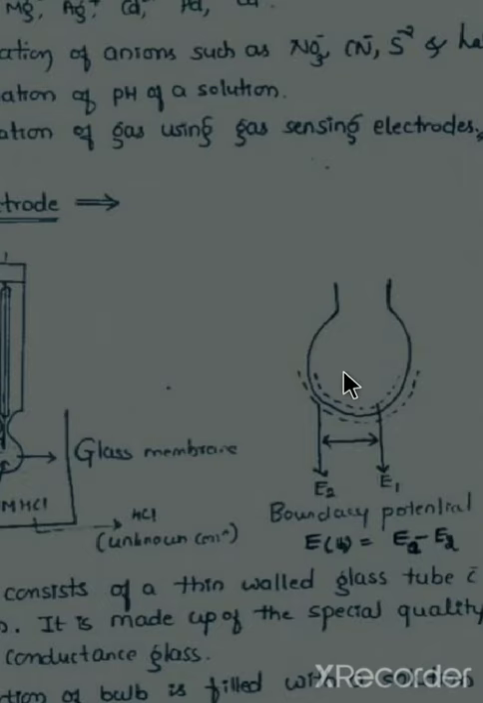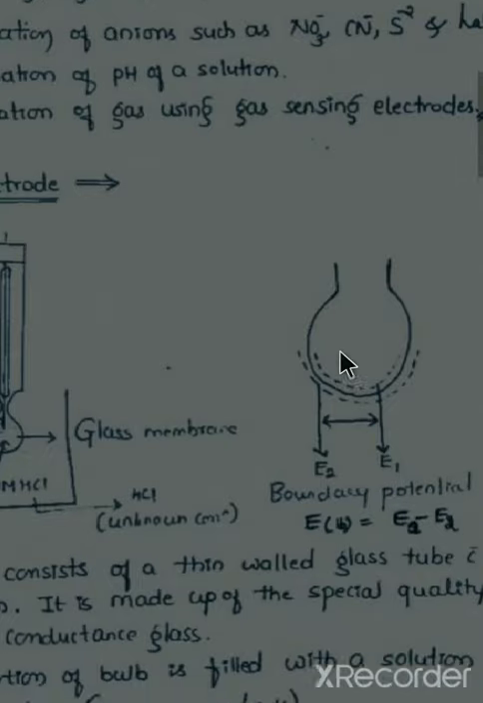But what happens if there are the same H plus ions on either side? Then only a negligible amount of potential is developed. That is a practical observation. So that is the potential arising due to the same concentration of H plus ions on either side of the glass membrane. This is called the asymmetric potential. That is, you can give E asymmetric.